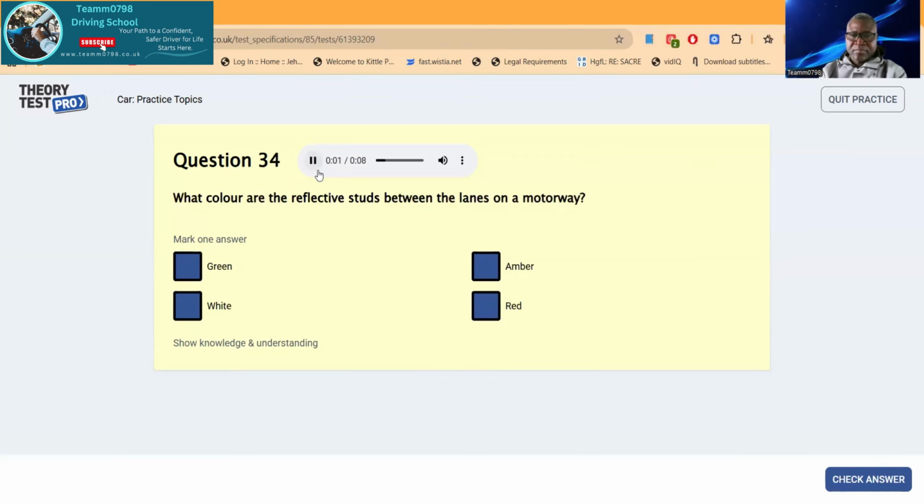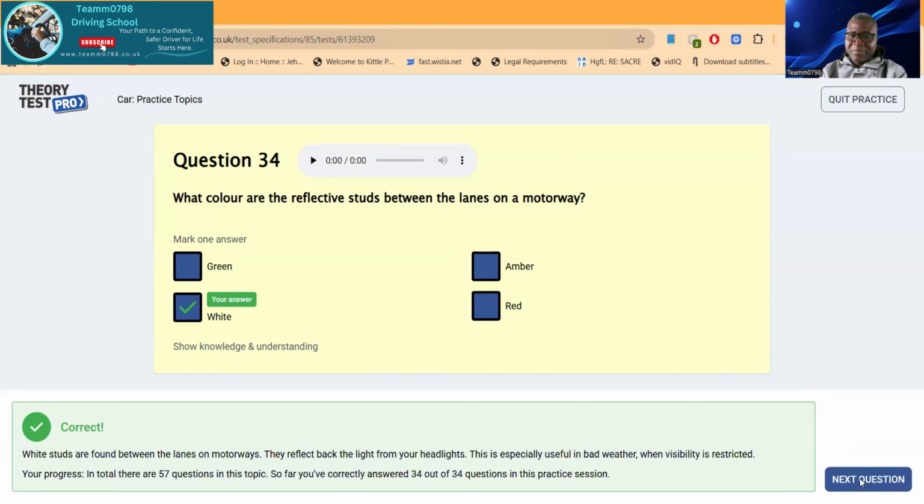What color are the reflective studs between the lanes on a motorway? Green, amber, white, red. I've already explained that it is white between the lanes on the motorway. Okay.